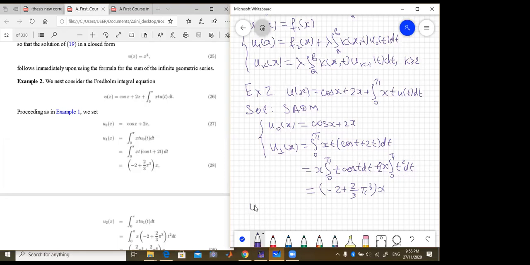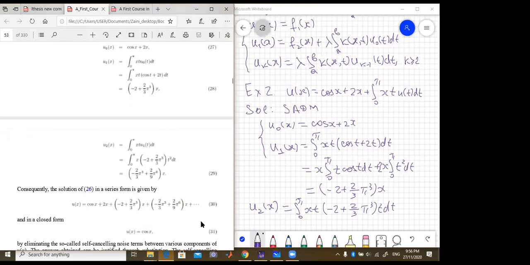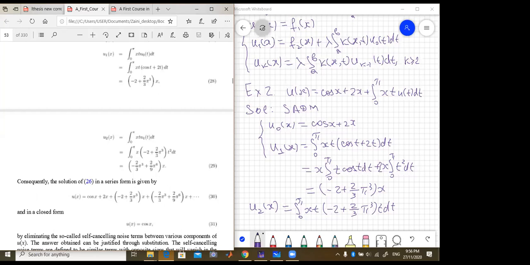Now u2, we compute u2 of x. So u2 of x is lambda, lambda is 1, from 0 to pi, k(x,t) u1. For the u1, I will put minus 2 plus 2 over 3 pi cube t dt. Now, from here, you can easily see if we solve this equation.